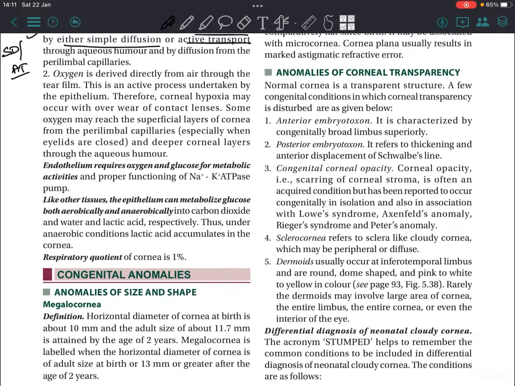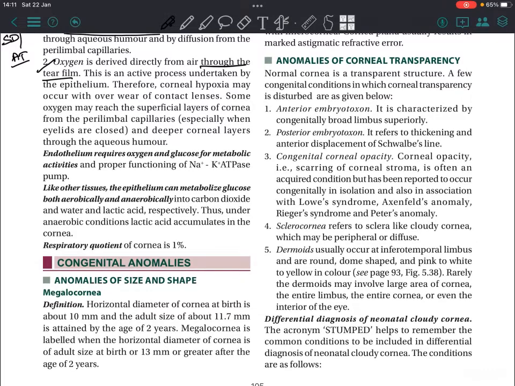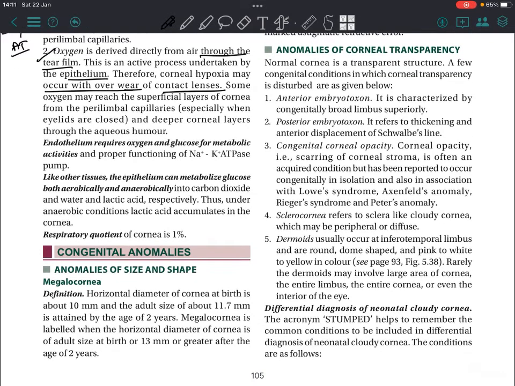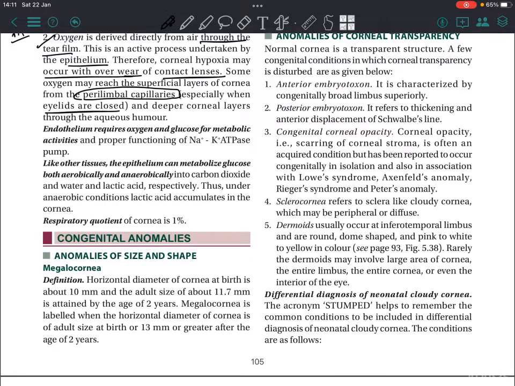Oxygen is derived directly from air through the tear film. This is an active process undertaken by the epithelium. Therefore, corneal hypoxia may occur with overwear of contact lenses. Some oxygen may reach the superficial layer of the cornea from perilimbal capillaries, especially when the eyelids are closed. Deeper corneal layers get it through the aqueous humor.